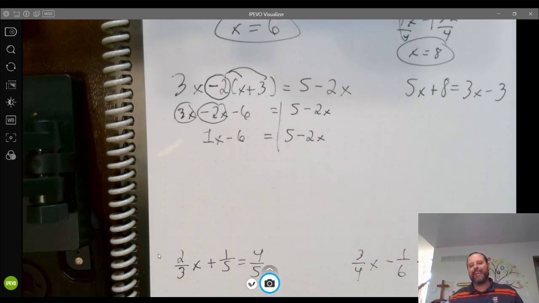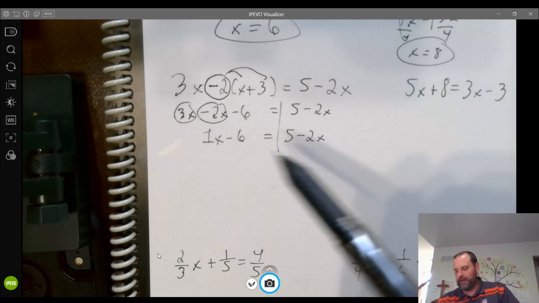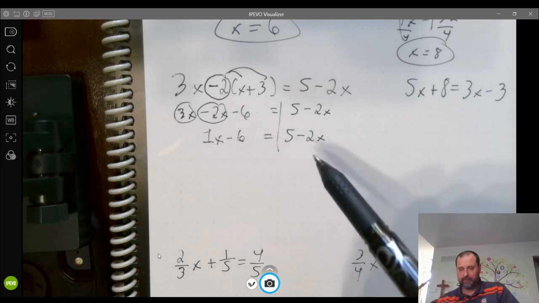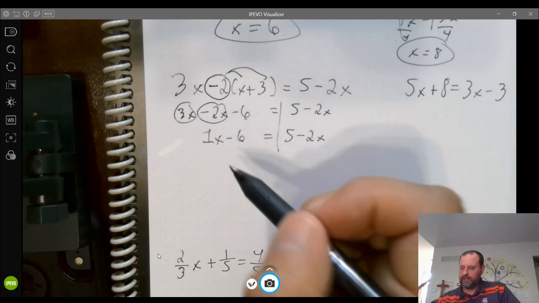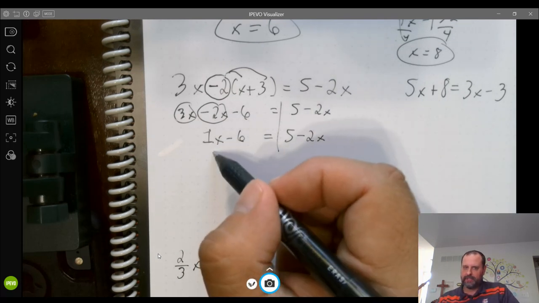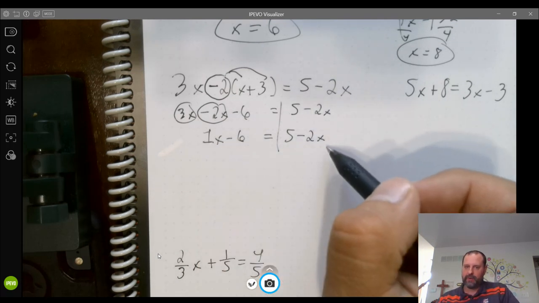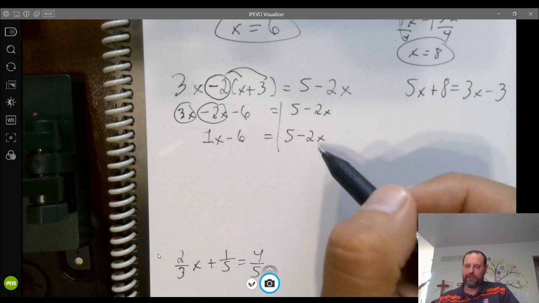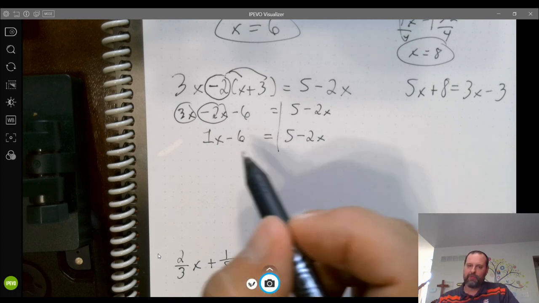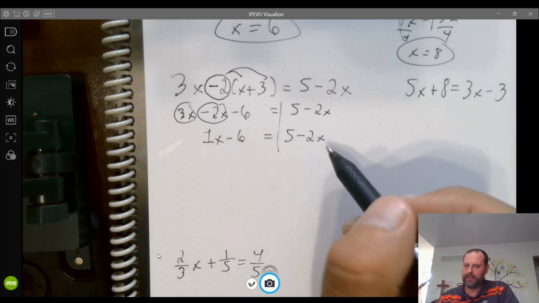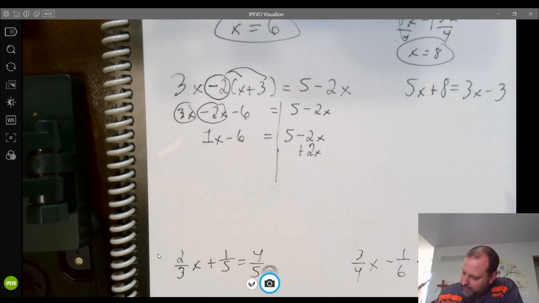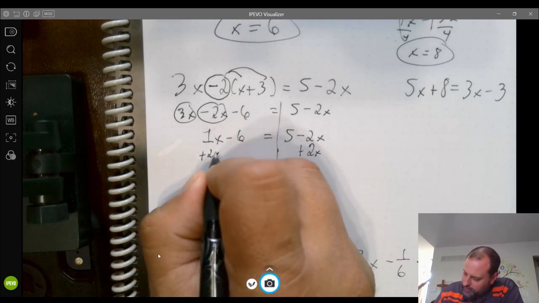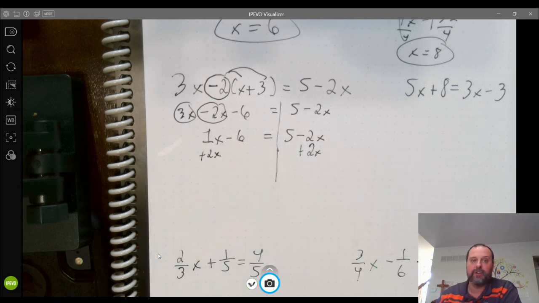Now, my hint to you was when you have variables on both sides like we do here, move the smaller of the two terms. So if I look at the two terms, I have 1x and I have negative 2x. Negative 2 is smaller. I'm going to move this one by doing the opposite. Opposite of negative 2 is add 2x. So I do that to both sides and I line up those like terms.